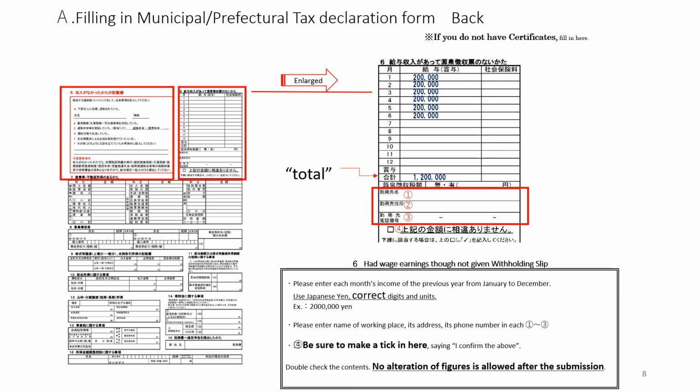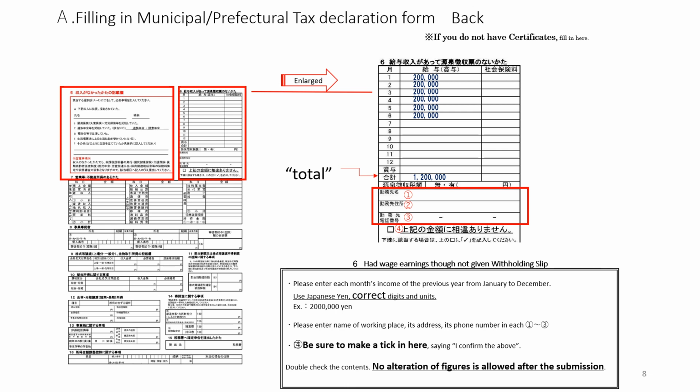Next, we are checking into a section to be filled in by a person who did have wage earnings though was not given a withholding slip. Please look at section 6. Enter your monthly earnings from January to December of the previous year in each corresponding section, and enter the figured out sum in the total section. The example shows a case of earning 200,000 yen each month from January to June. The total amount reached 1,200,000 yen. Please enter correct figures in Japanese yen, and refer to the enlarged picture for digits and units.